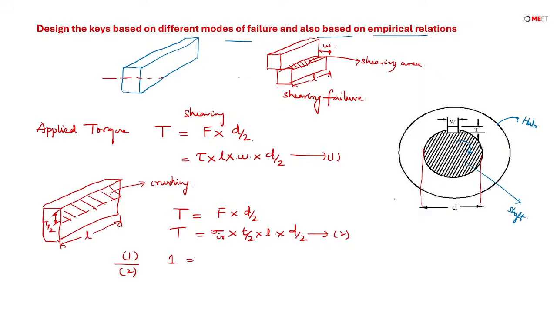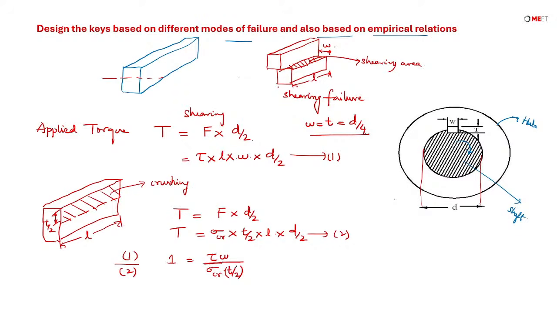Now if we take the ratio of equation 1 and 2, T and T will get cancelled. We get tau by sigma CR, where T by 2 will be there, and L and L will get cancelled. So along with tau there will be W, and along with sigma CR it will be T by 2. The empirical relation generally followed for the width W and thickness T is D by 4.